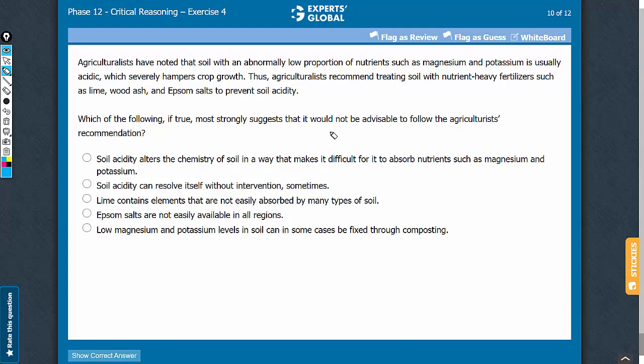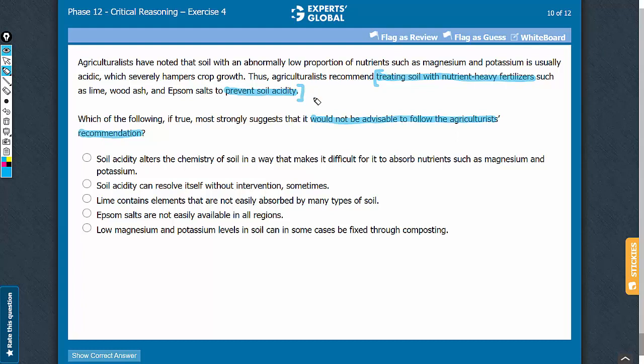This is a method of reasoning question, and we have to suggest why it is not advisable to follow the recommendation made in the argument. The conclusion is that treating soil with nutrient-heavy fertilizers will prevent soil acidity. The missing link is between all the information presented in the argument and the conclusion that treating soil with nutrient-heavy fertilizers will prevent soil acidity.